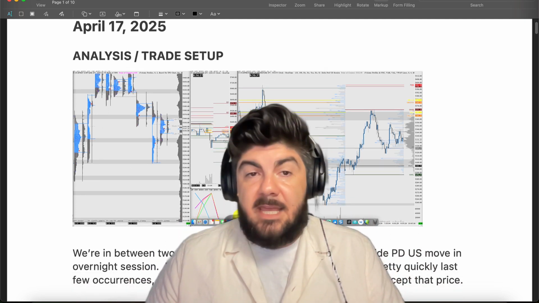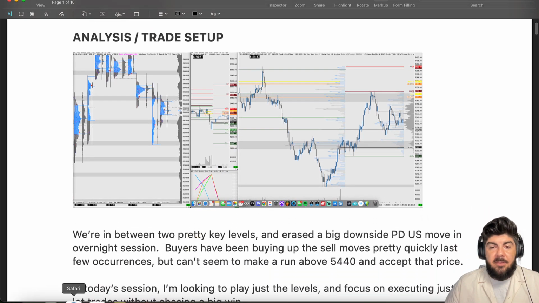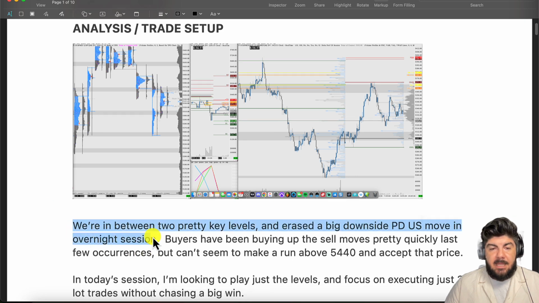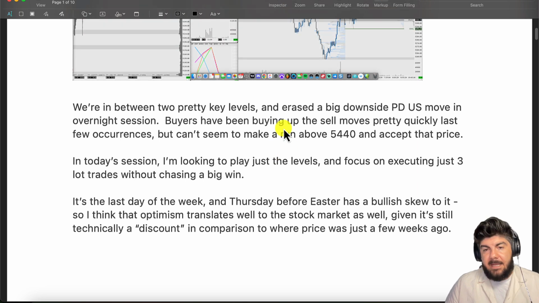So for today's session, or the April 17th session that you see here, I have put down that we're in between two pretty key levels and erased a big downside prior day US move in the overnight session. Buyers have been buying up the sell moves pretty quickly last few occurrences, but can't seem to make a run above 54.40 and accept that price. In today's session, I'm looking to play just the levels and focus on executing just three lot trades rather, without chasing a big win. So I'm already setting the tone here for myself to have a calm, relaxed session and just follow the plan.